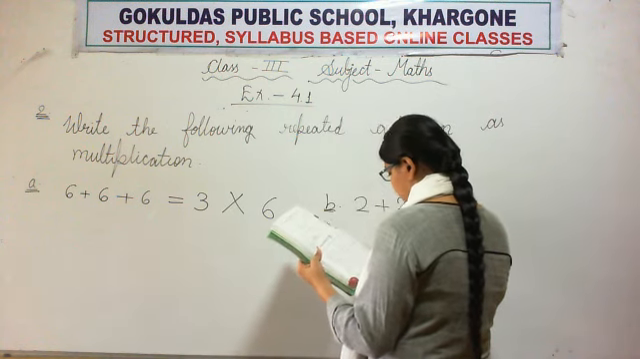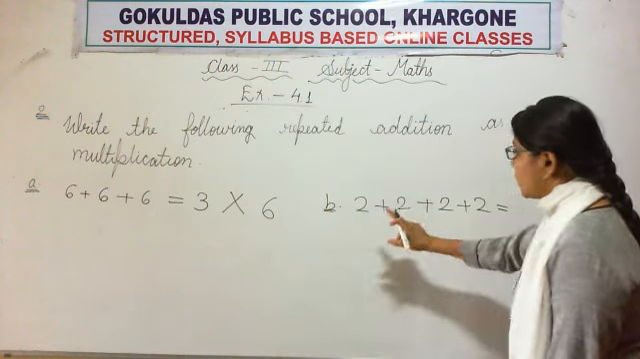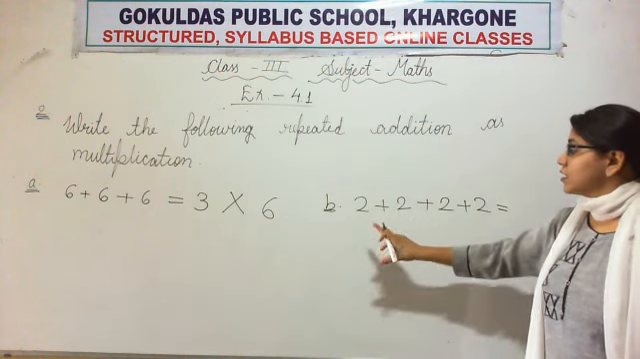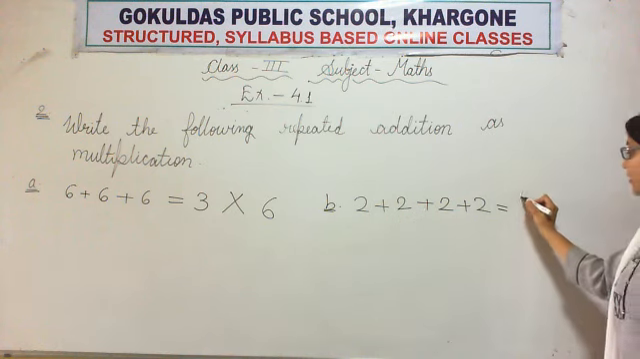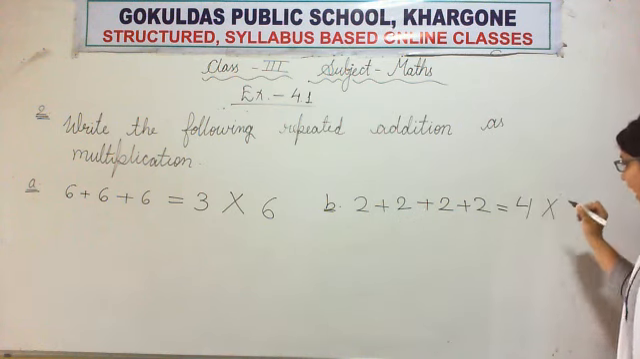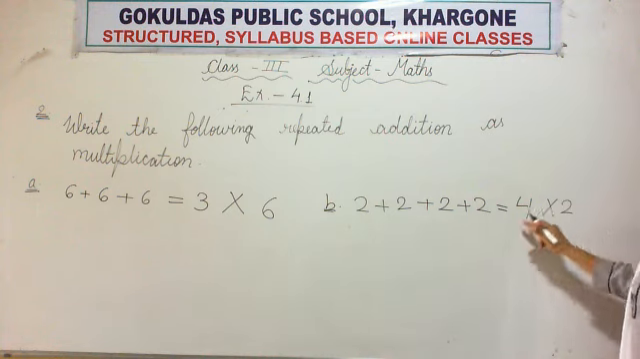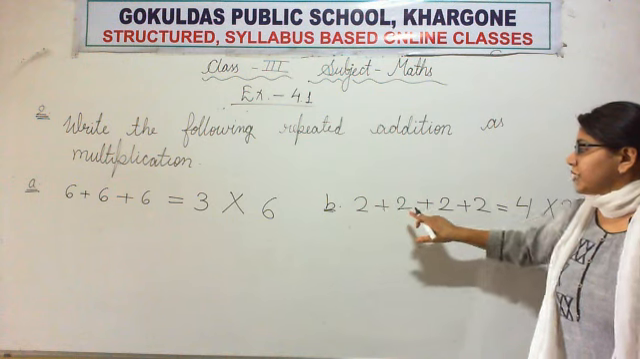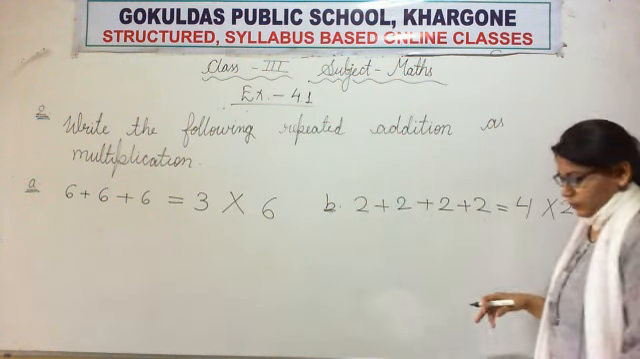2 plus 2 plus 2 plus 2. So, let's count how many times. 1, 2, 3, 4. 4 times. 4 times what? Number 2. So, we will write 2. 4 into 2. 2 plus 2 plus 2 plus 2 is equal to 4 into 2.